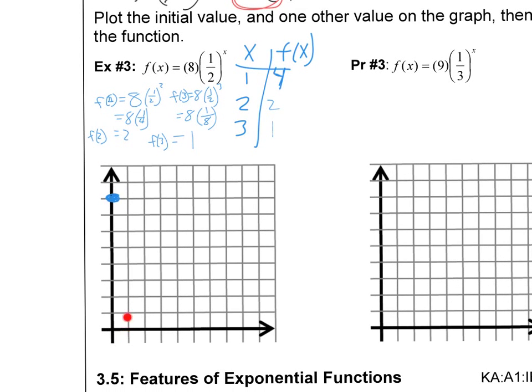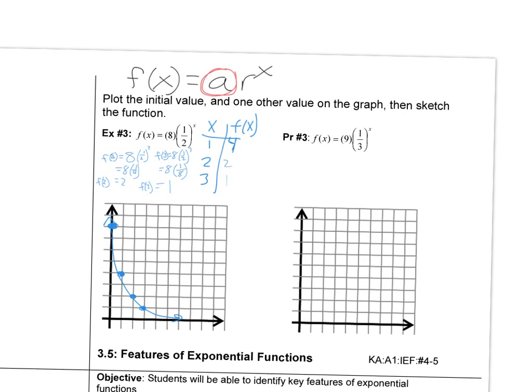At 1, I'm at 4. At 2, I'm at a height of 2. And at 3, I'm at a height of 1. Okay. It's a pretty good sketch of the graph. It's going to look something like that. And that's it.